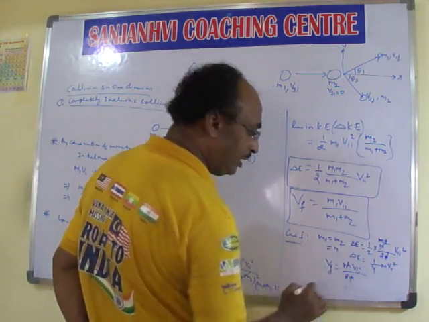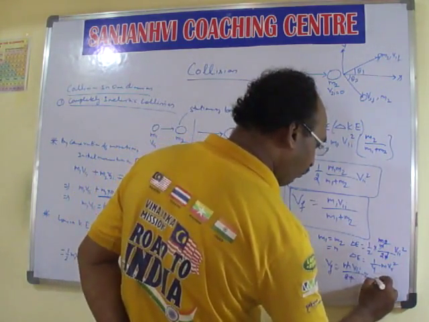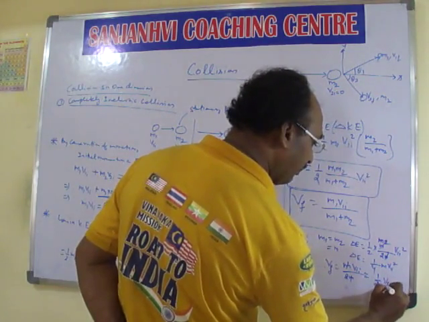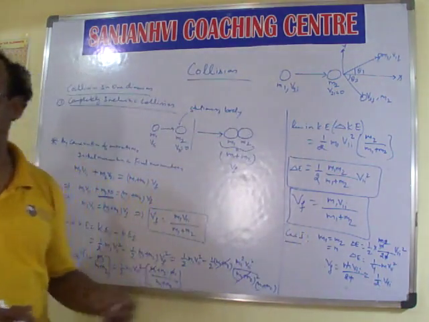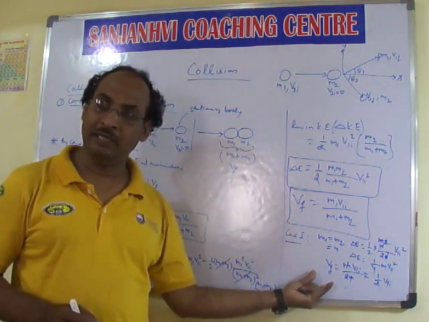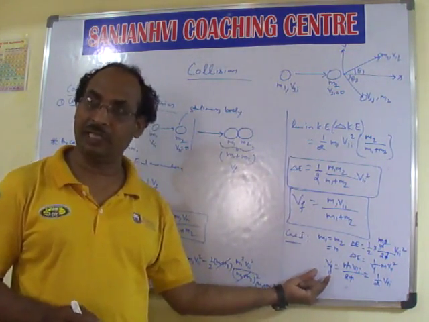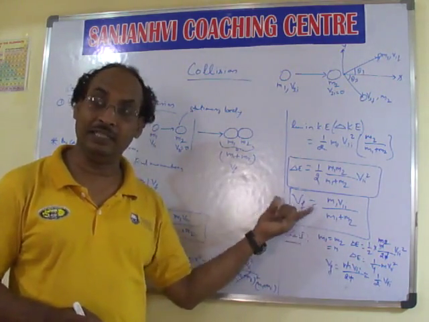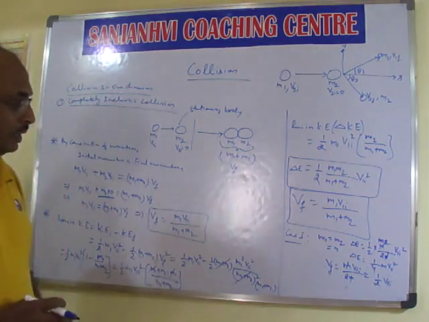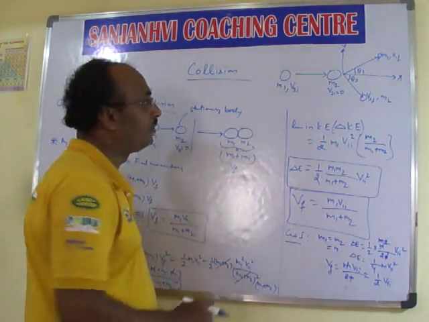2M. So this M has got cancelled and Vf will become what? Half of the initial velocity. The final velocity will become half. Due to this reduction in velocity, loss in kinetic energy is taking place. Yes or no? Right. So this was for case 1.